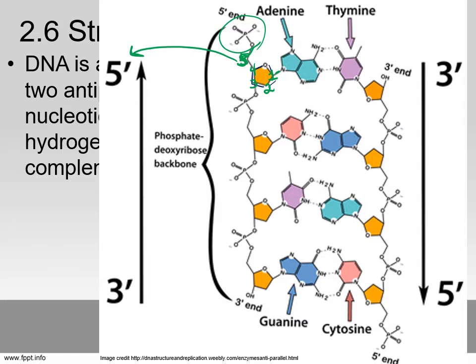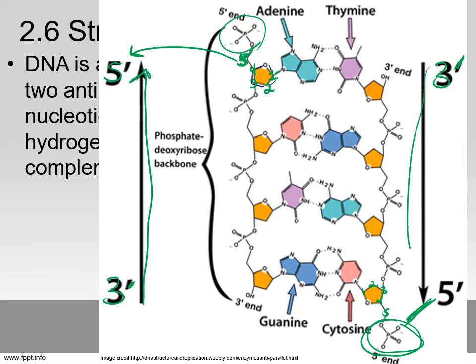strand. But on the opposite side, down here, we have carbon number 1, carbon number 2, carbon number 3, carbon number 4, carbon number 5 in the phosphate group. This is our 5' end. They are not lined up. So we go 5 and 3. We go 5 and 3. So we call this antiparallel because they run in opposite directions.